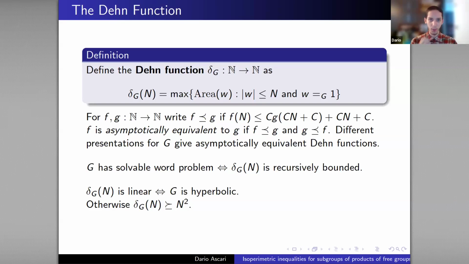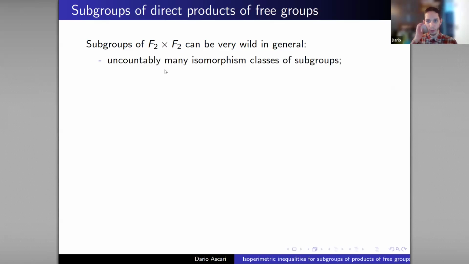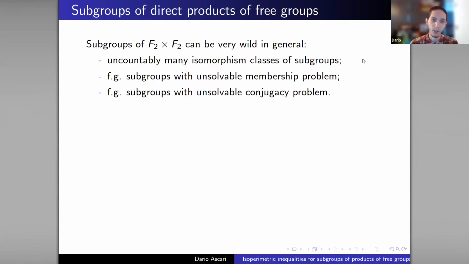Okay, so now let me introduce the second main character of our talk, which are subgroups of direct products of free groups. And well, one thing that had already been observed is that F2 cross F2 is infamous for having a lot of subgroups that can behave in very ugly ways. So for example, if you look at all subgroups, you have uncountably many isomorphism classes of subgroups. And if you restrict your attention to finitely generated subgroups, you find some with unsolvable membership problem and some with unsolvable conjugacy problem, for example.